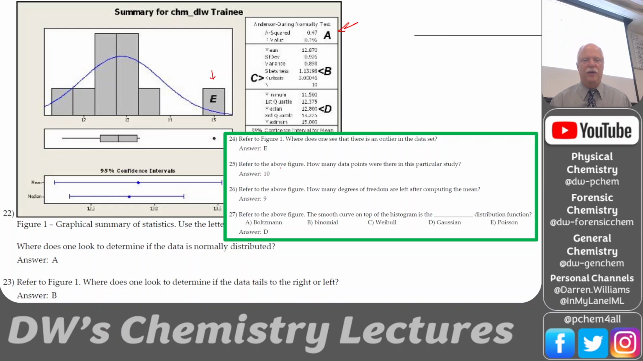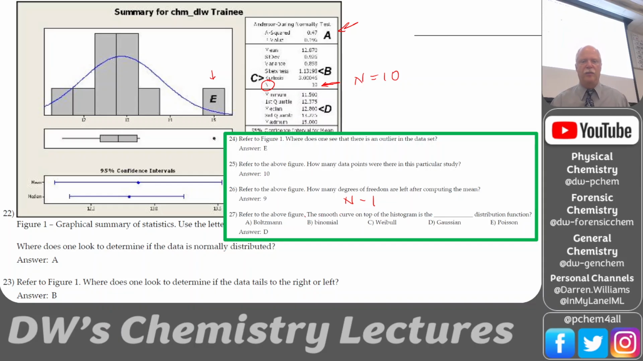Okay. Look at the above figure. How many data points were there in this study? Well, you can see here, here's N, and it's 10. How many degrees of freedom are left after computing the mean? N minus 1, so 9.